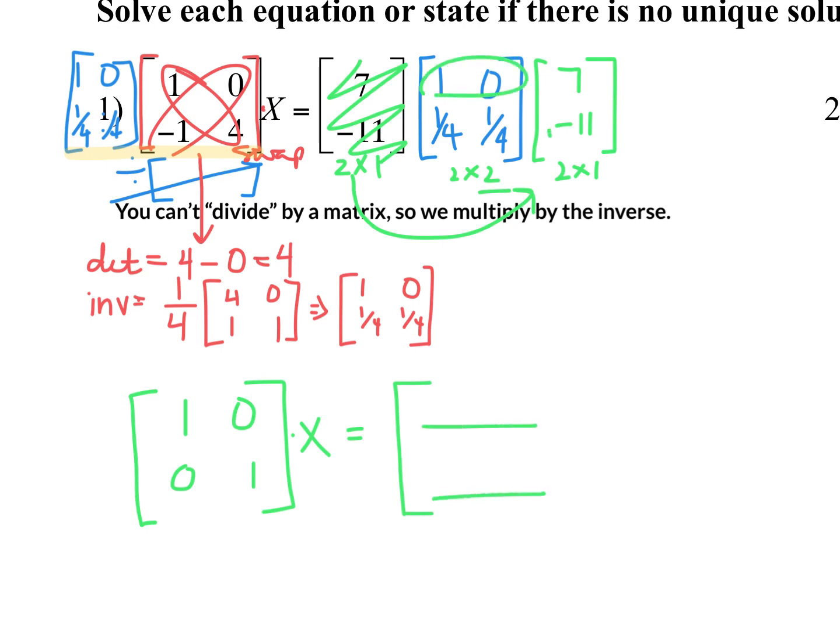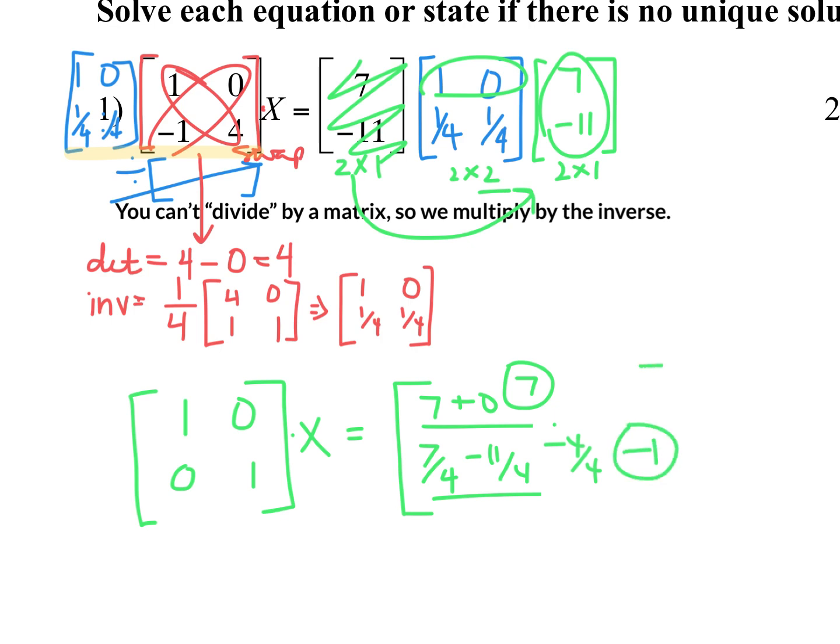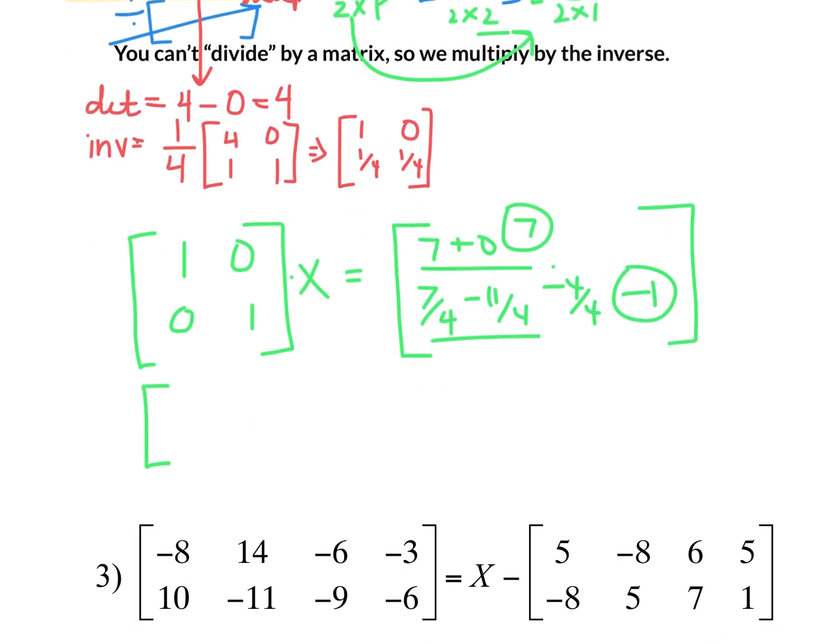Remember, we're going to do row times column, so that's 1 times 7 plus 0 times negative 11, so that's going to be plus 0. And then 7/4, 1/4, so now I move to the second row, down here, second row times 7, and then 1/4 times negative 11, minus 11/4. And when I simplify these out, that's going to give me 7 on the top row and negative 4/4 on the bottom row, or the same as negative 1. All right, so now my equation says this, and I'm just rewriting this so that you all can see a little bit better what I have.